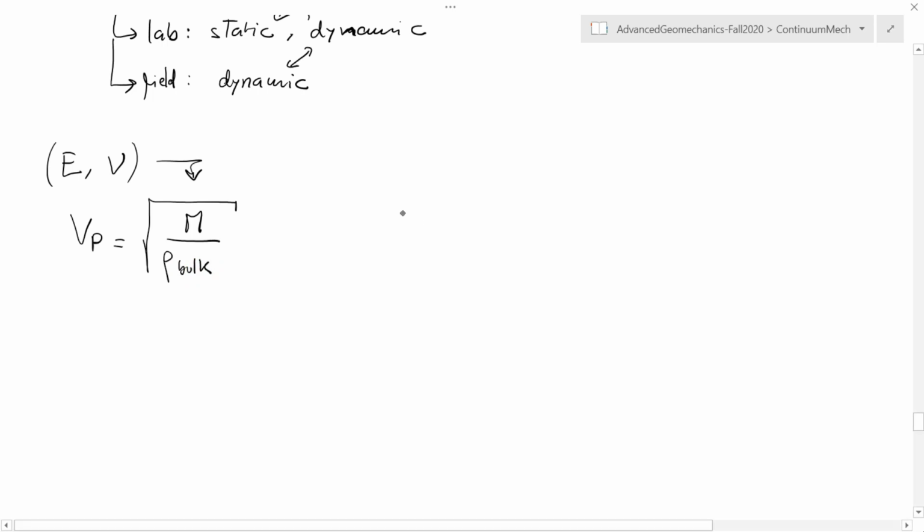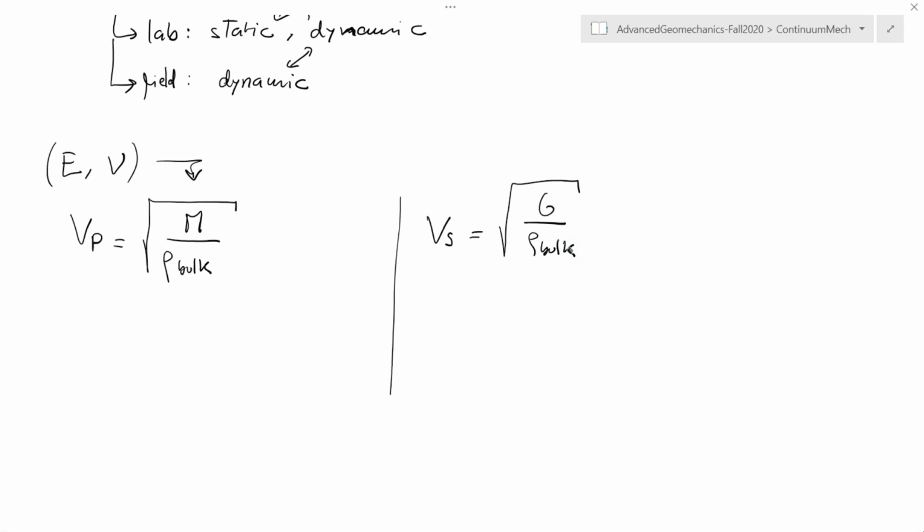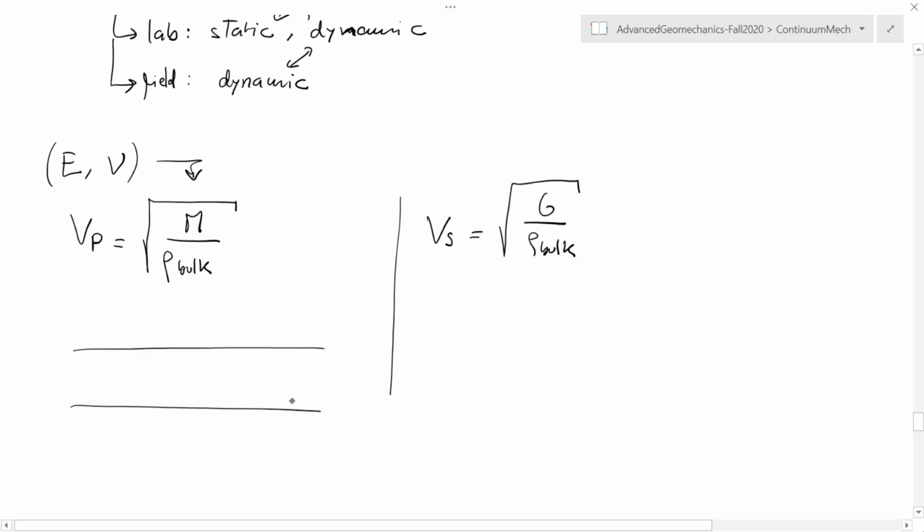And the shear wave, Vs, is equal to the square root of the shear modulus divided by the bulk density of the rock. If you remember, the constraint modulus was deformation in just one dimension. And this is actually what occurs when a P wave passes through a solid.